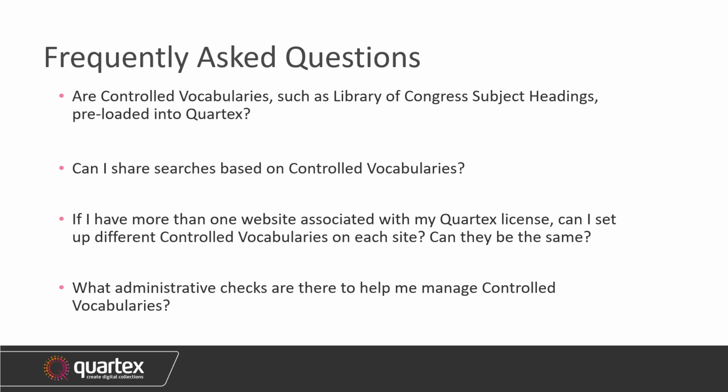Next, if I have more than one website associated with my Cortex license, can I set up different controlled vocabularies on each site? Can they be the same? The answer to this question is yes, you can.